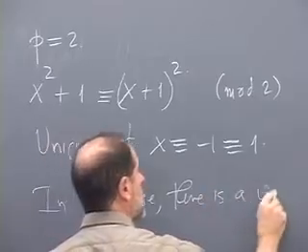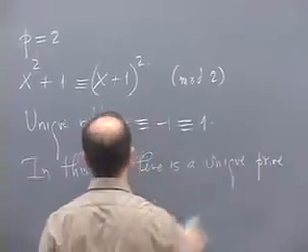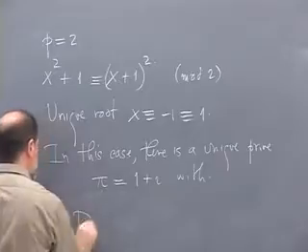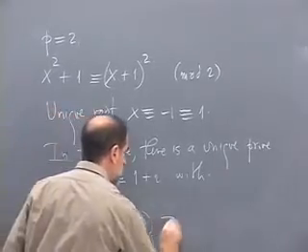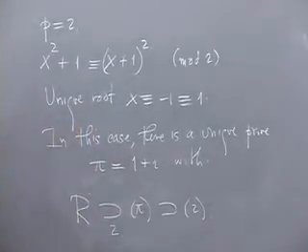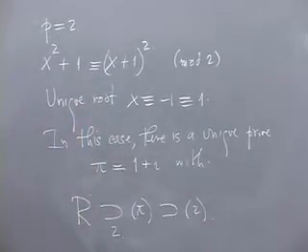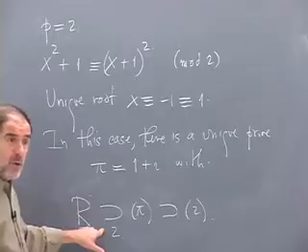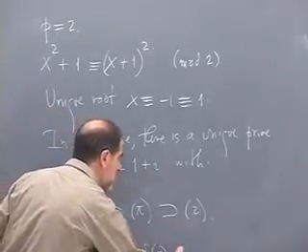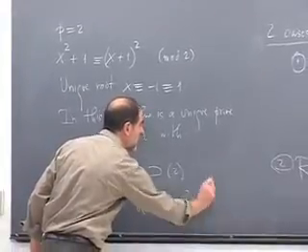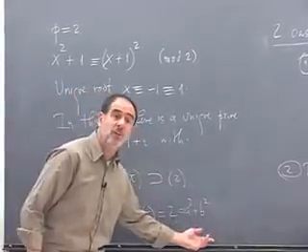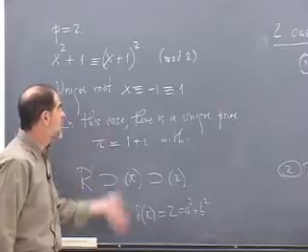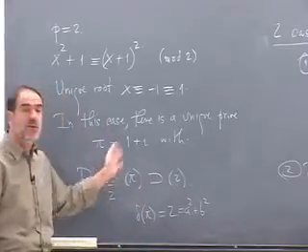In this case, there is a unique prime pi, which is the element 1 plus i, with R contains pi contains 2, and this has index 2. Because to look for an ideal between 2 and R, you'd have to find something of index 2, which would mean delta pi is equal to 2, which is a squared plus b squared. So a and b both have to be plus or minus 1, right? And there are only 4 choices for that, and they're all the same ideal, because if you take any one solution, you multiply it by a unit, you get another solution.